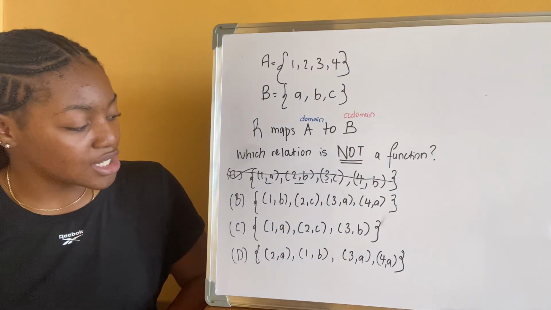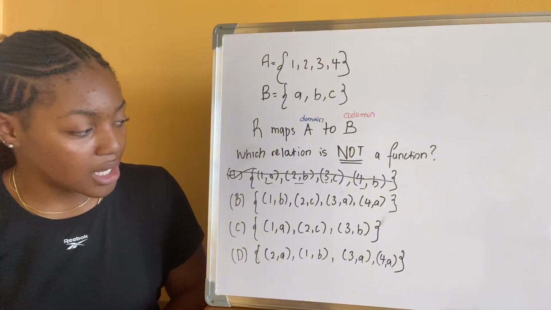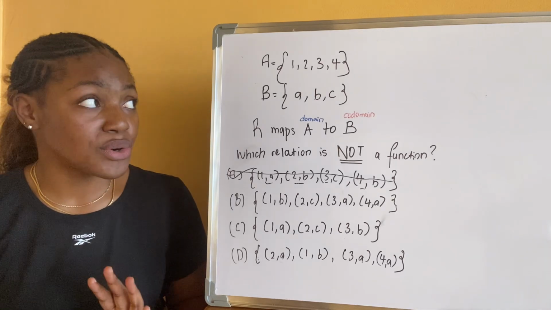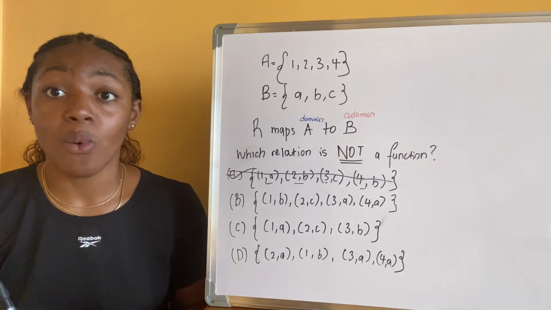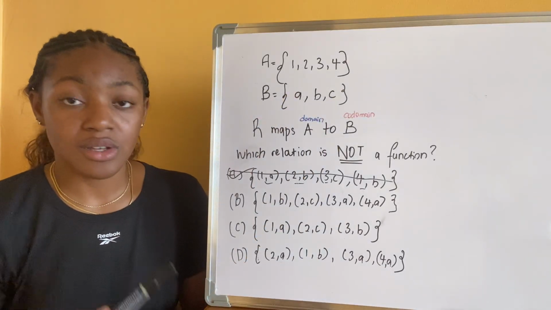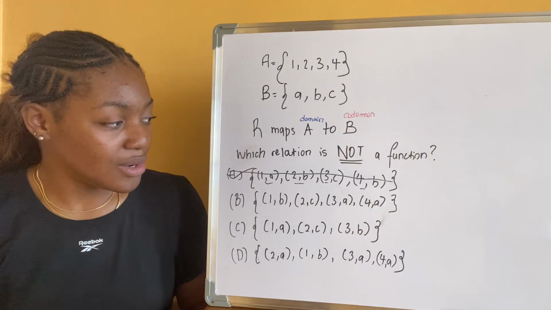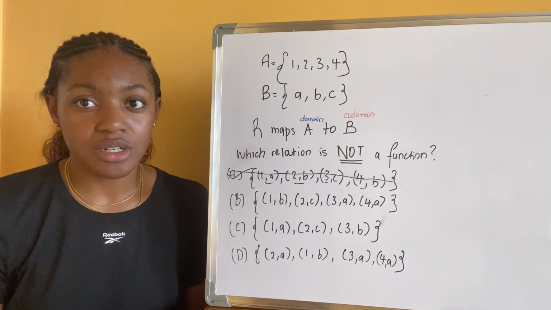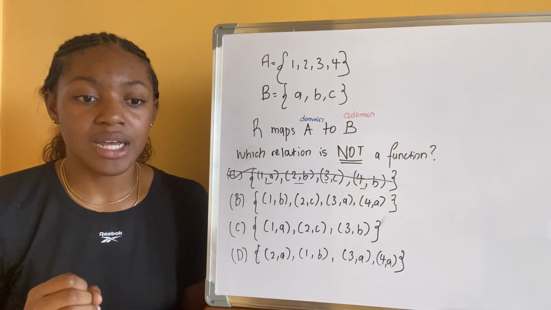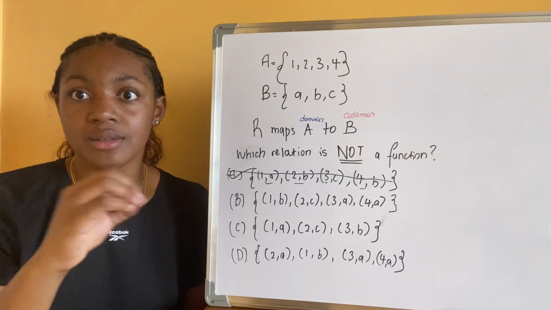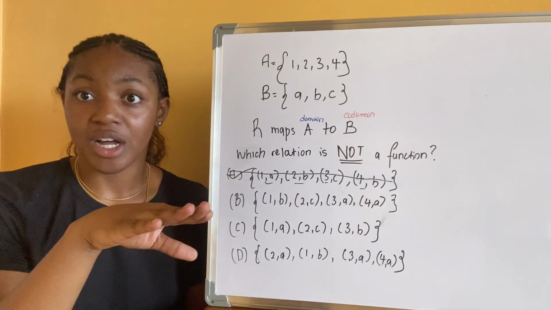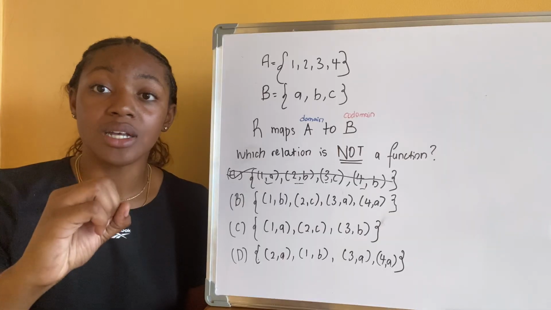Next, we move down to option B. So we have 1b, 2c, 3a, 4a. Let's ensure that all the elements of the domain are being mapped onto a y value. So we see 1, 2, 3, and 4. Those are all the elements of the domain, so that's good. Next, we're looking for a one-to-one relation or a many-to-one relation. We're ensuring that we're not seeing a one-to-many relationship where we have one single x value being mapped to many y values. We should always have one single y value.